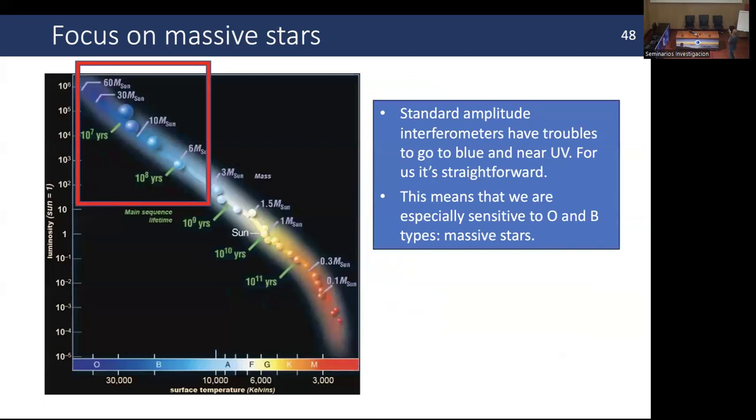And even maybe more interesting is that, as I said, most of the phase interferometers operate in the infrared. Here we can go to blue or near UV. It's straightforward for us. And that means that we're especially sensitive to O and B type stars, massive stars. So this is where we are focusing right now, early type stars.